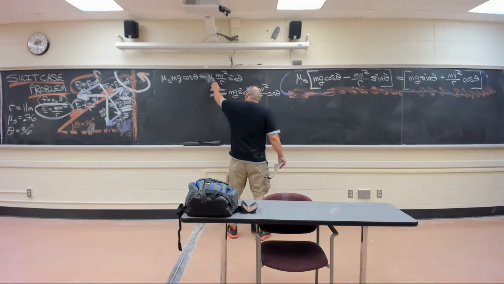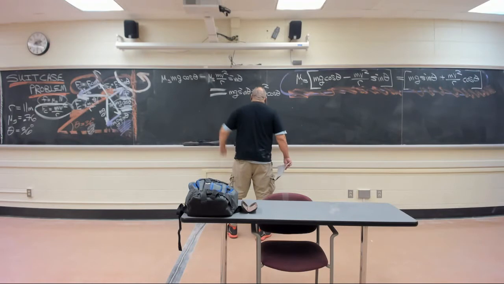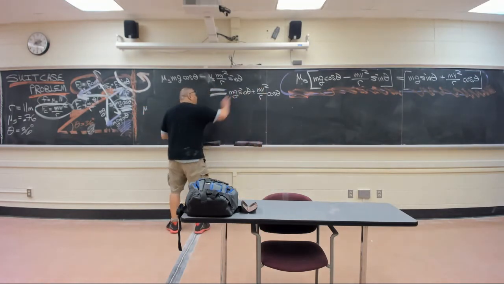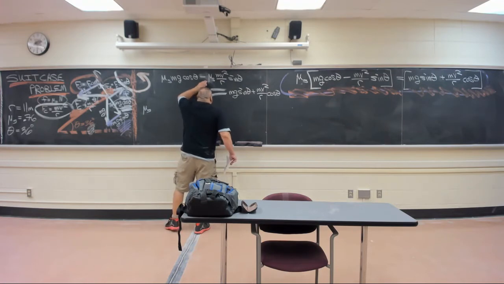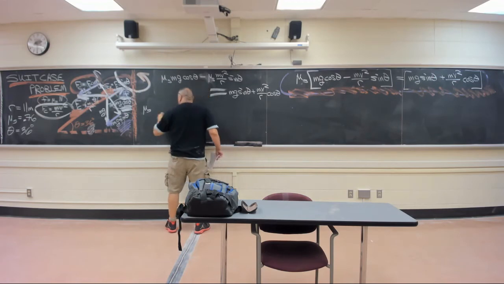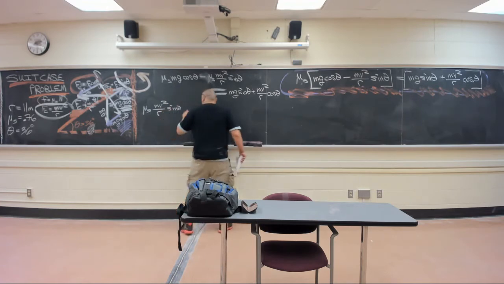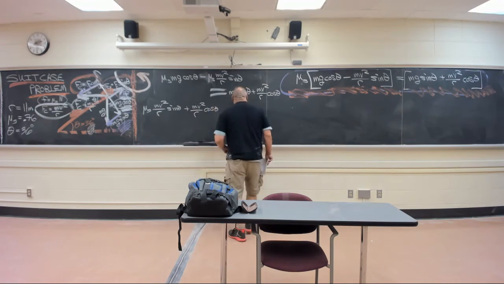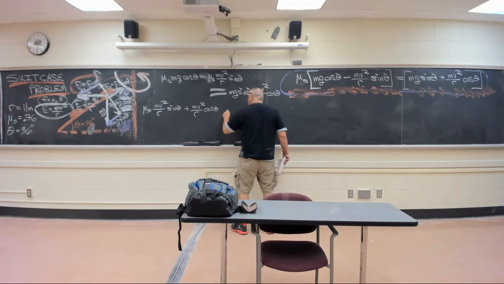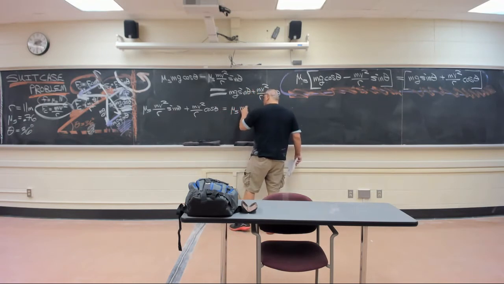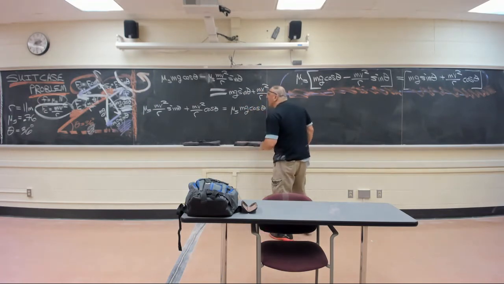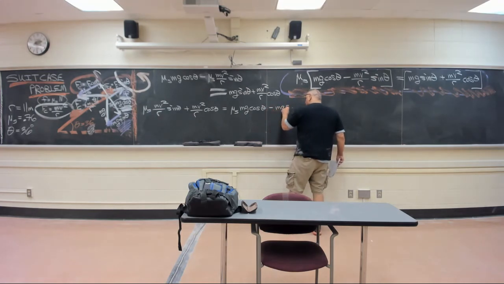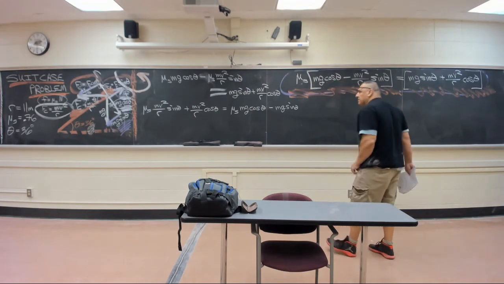Let me add a positive mu s m v squared over r sine theta to each side. Whatever's on the right side, I'm going to put over here on the left. It might just be easier to look at, but just be aware of what just happened. Let me add a positive mu sub s m v squared over r sine theta on each side. It's a great problem. And then let me subtract m g sine theta on each side.